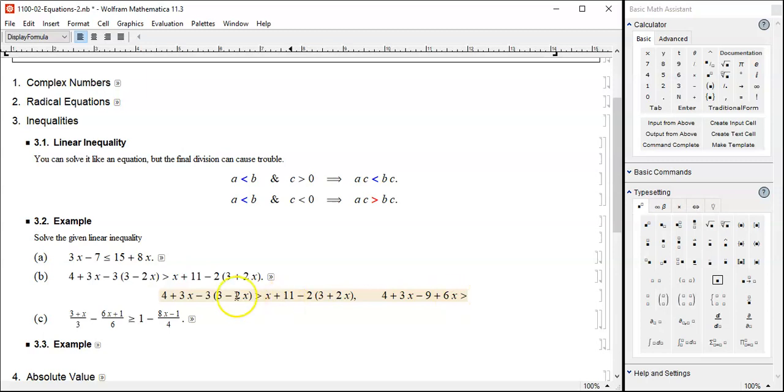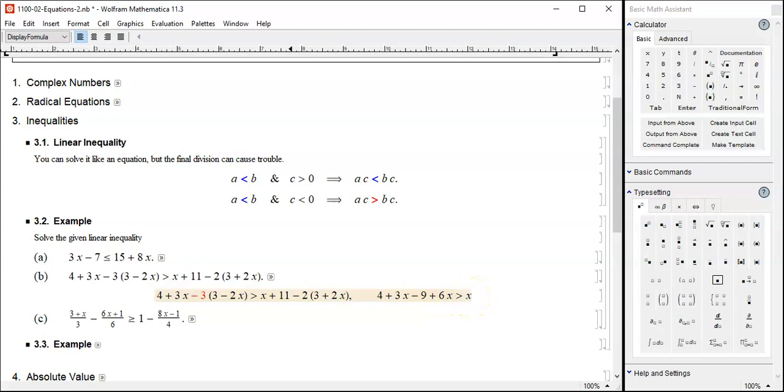Always be careful when you break off parentheses, especially with the negative sign. Negative sign is a part of the next number. It's not a subtraction because subtraction does not exist. Everything is addition, just adding a negative number. So whenever you see a negative, it's part of the next number. Same goes here. Negative 3 times negative 2x, that's what you're doing, and you get positive 6x.